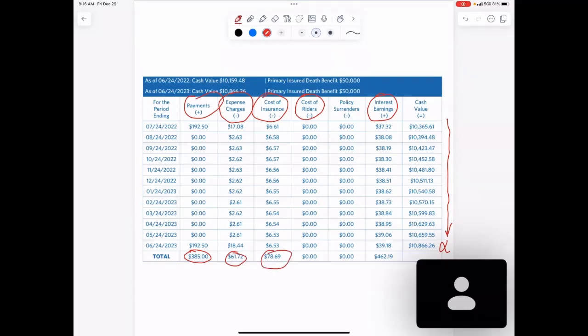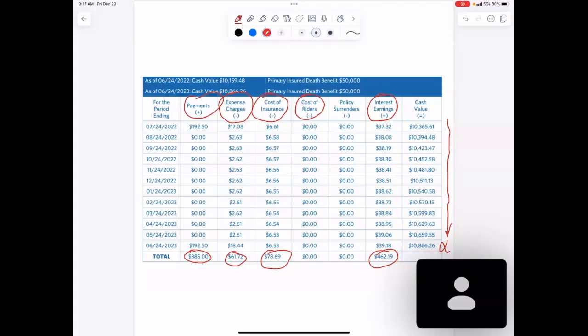So let me do some quick math here. Essentially, $61 plus $78, the fees in this policy are $140. Okay, so roughly half of what the premium is. And then they had interest of $462 over the year that accrued. So basically into the positive that they're getting, that's 385 plus 462 minus the fees. You're looking at a plus of about 687, which should reflect here in the cash value, which it does. It's roughly a $600 increase. So that's what you want to look for.